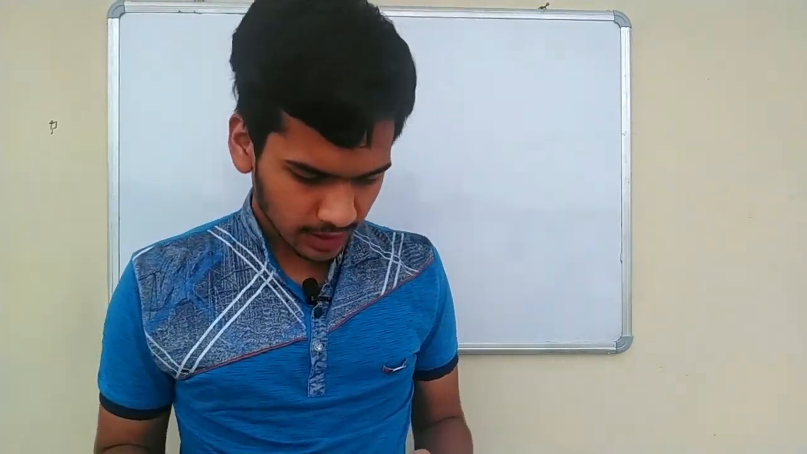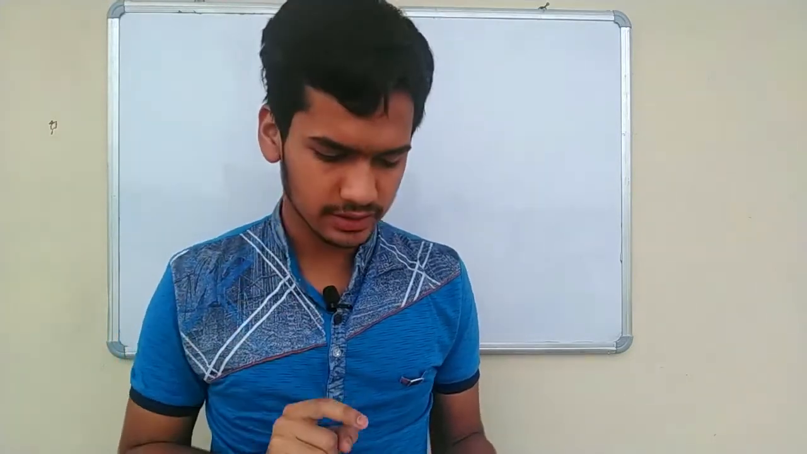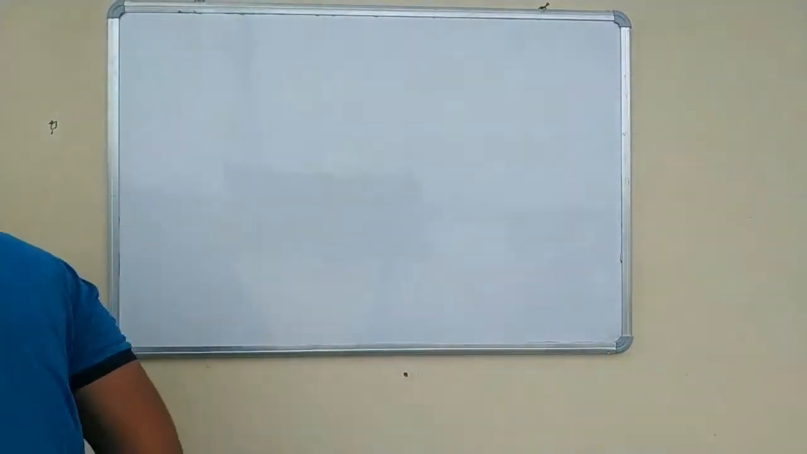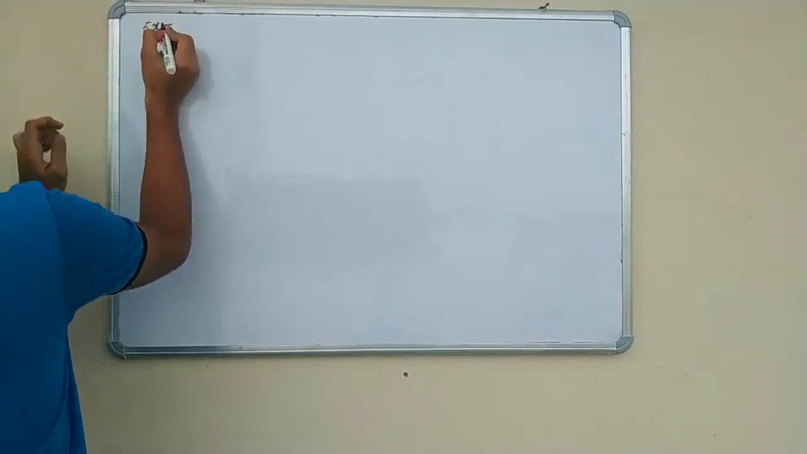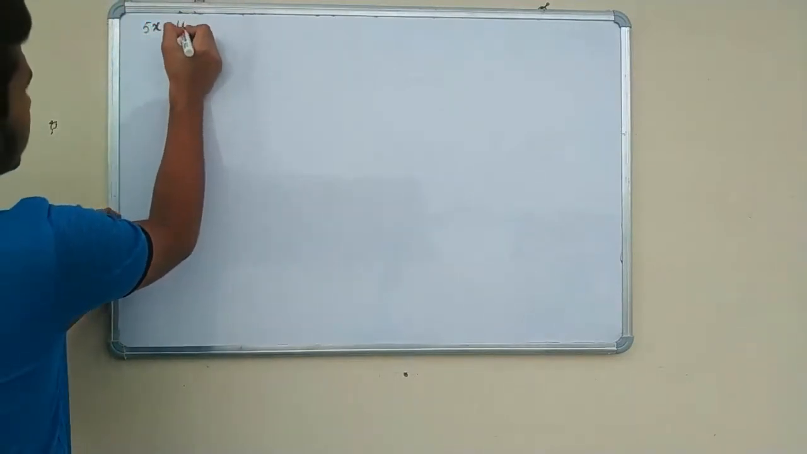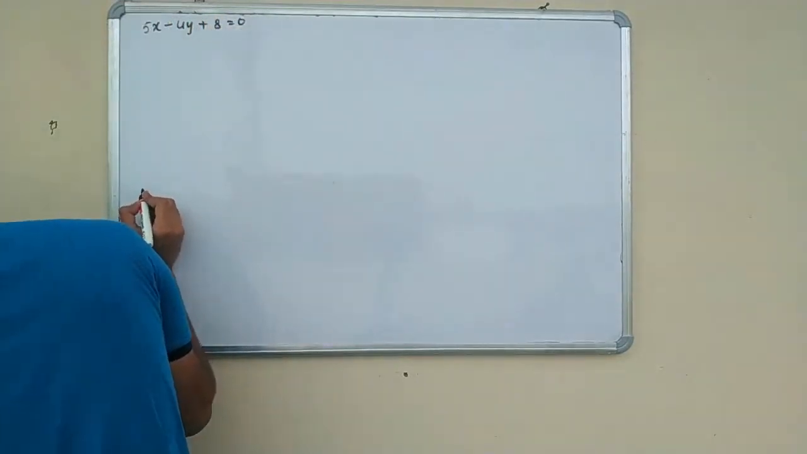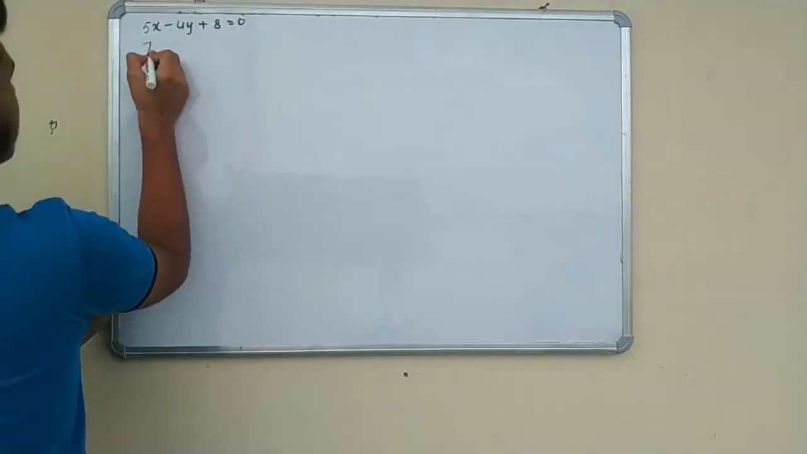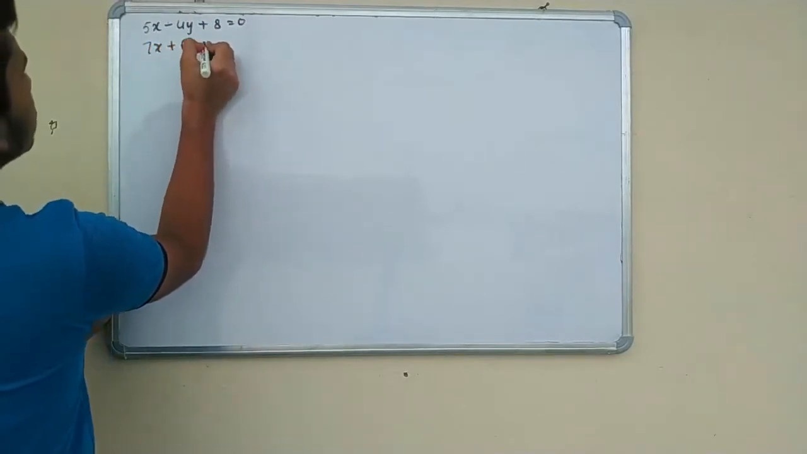Here if you read the question, it is written that the linear equations intersect at a point. At a point means it is asking about intersecting lines. At a single point it is intersecting. Okay, so the first equation is 5x minus 4y plus 8 equal to 0, and the second equation is 7x plus 6y minus 9 equal to 0.